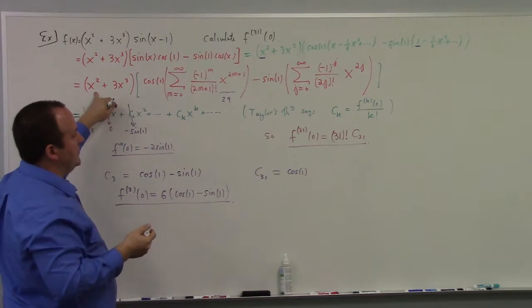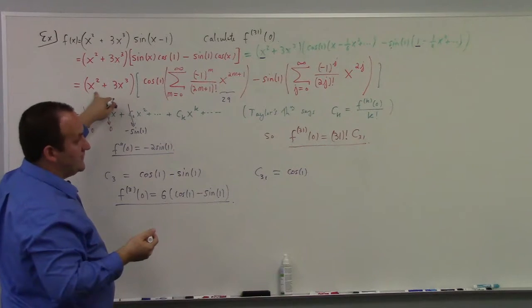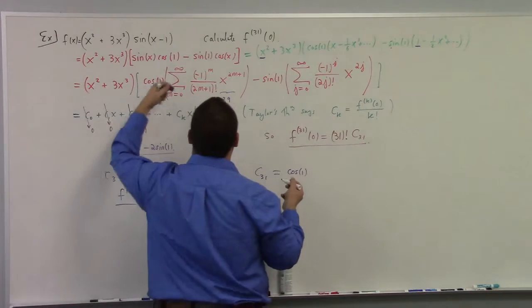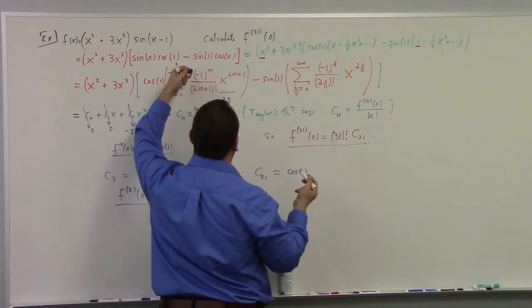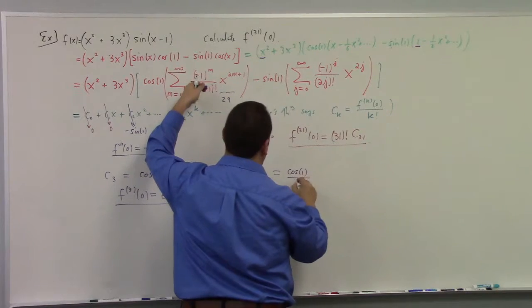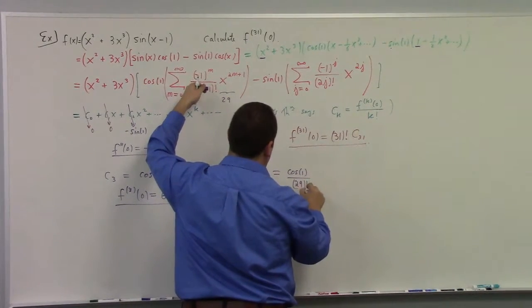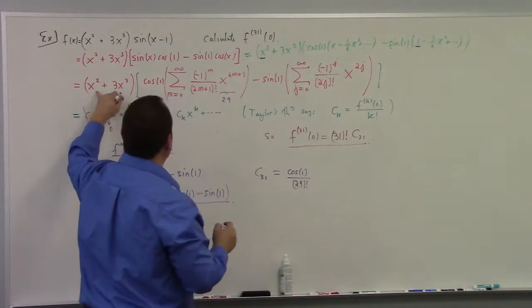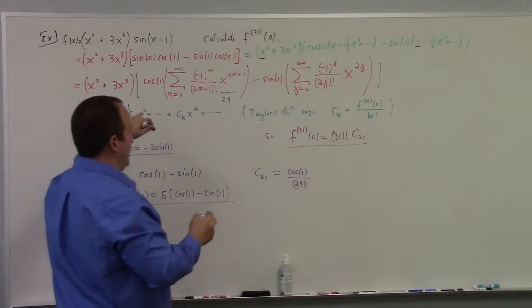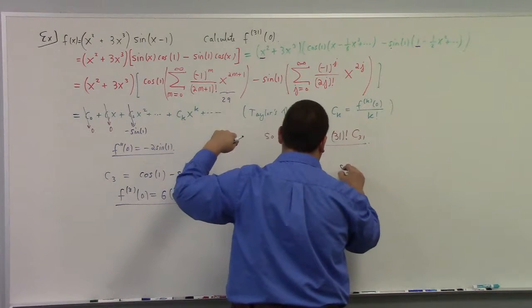How do you get 29? You put m equal to, what's that? 14, right? So minus 1 to the 14 is plus, and that's a 29, so it's basically cosine of 1 over 29 factorial. That's what I get from multiplying the x squared times this stuff, cosine 1 out here. And then minus the sine of 1.